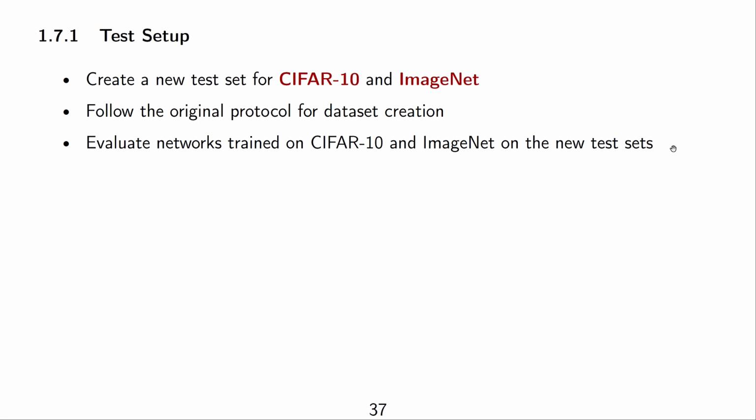So the authors propose the following test. They create a new test set for CIFAR 10 and for ImageNet. They try to follow the original protocol for dataset creation as closely as possible, and then they evaluate networks trained on CIFAR 10 and ImageNet on the new test sets. And this is done without doing any extra new training. The authors just go on the internet, download existing networks and their weights, and then they test these downloaded networks on their new test set.